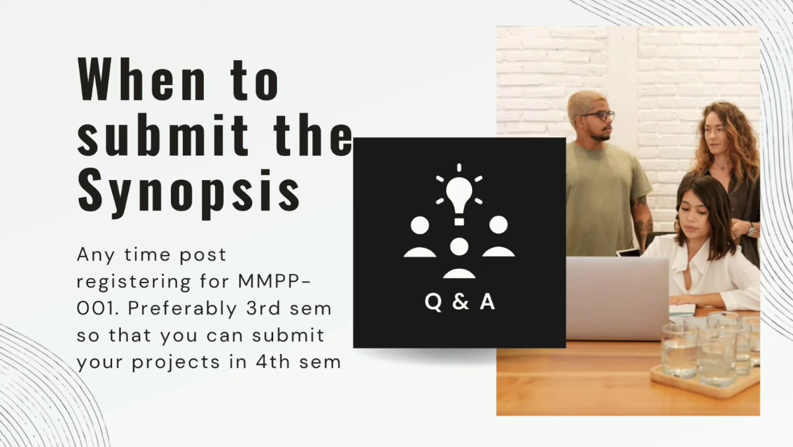IGNOU does not have a hard and fast rule, but in case you registered for MMPP 1 in third semester and you're submitting your proposal in fourth semester, then you cannot question IGNOU about the delay itself. If you are registered in third semester and submit in third semester, then from your end at least it is clear. So my suggestion: submit it in third semester itself.